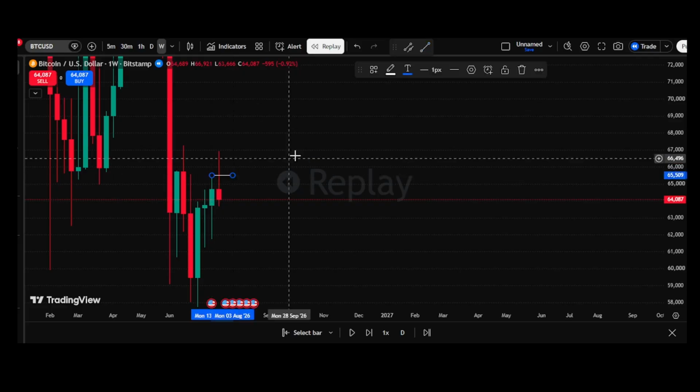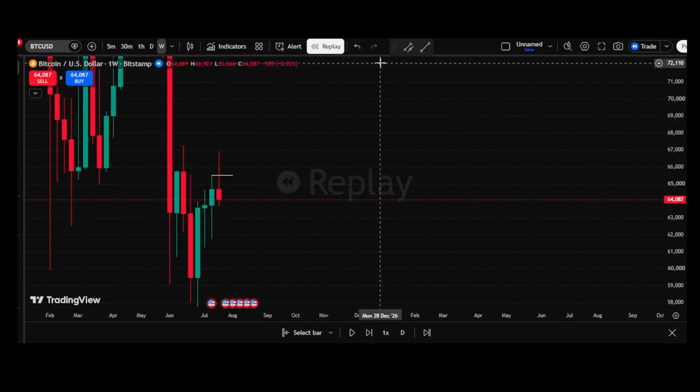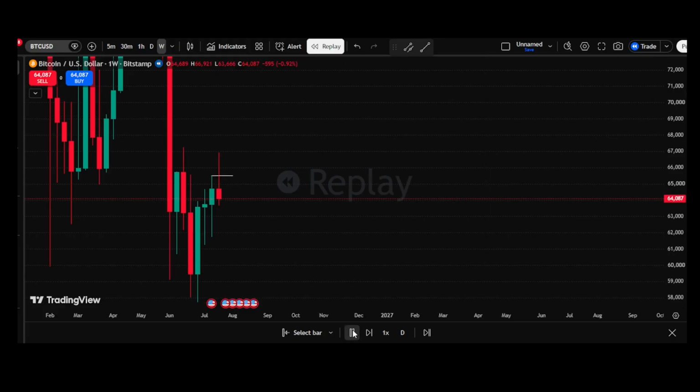Now, what happens if it's not like this? The market sweeps the liquidity of its previous major level, but doesn't sweep the liquidity of its own previous candle on the current timeframe. Then this becomes an invalid liquidity sweep.